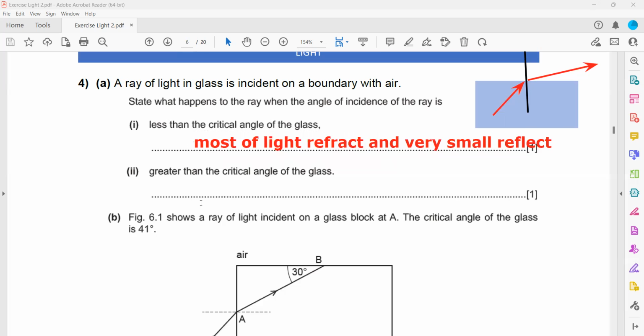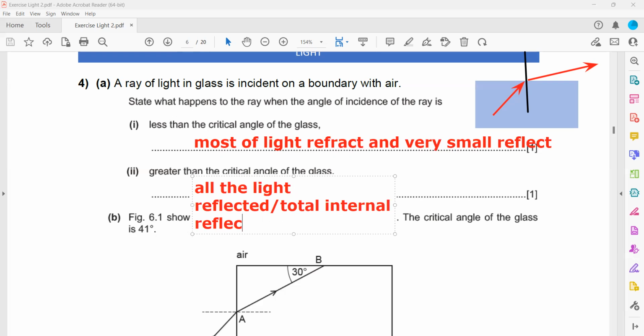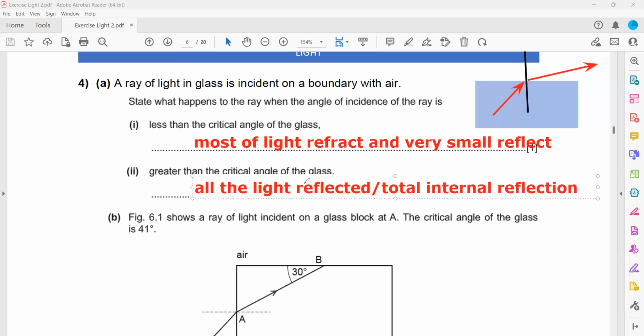If it is greater than the critical angle, there is total internal reflection. All of the light will reflect. The question is, if it is equal to critical, the light travels at 90 degrees. But they mention here it is greater than critical. So there will be total internal reflection, or all the light will reflect back, because the angle of incidence is more than the critical angle.